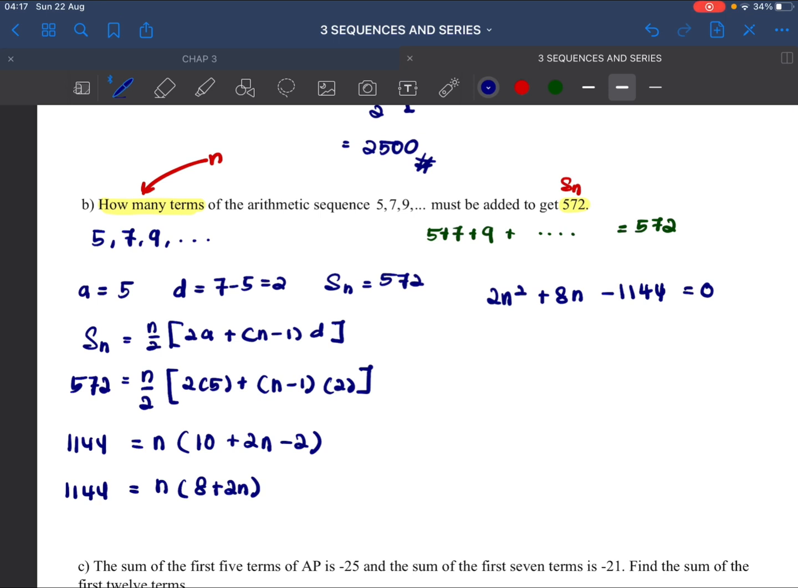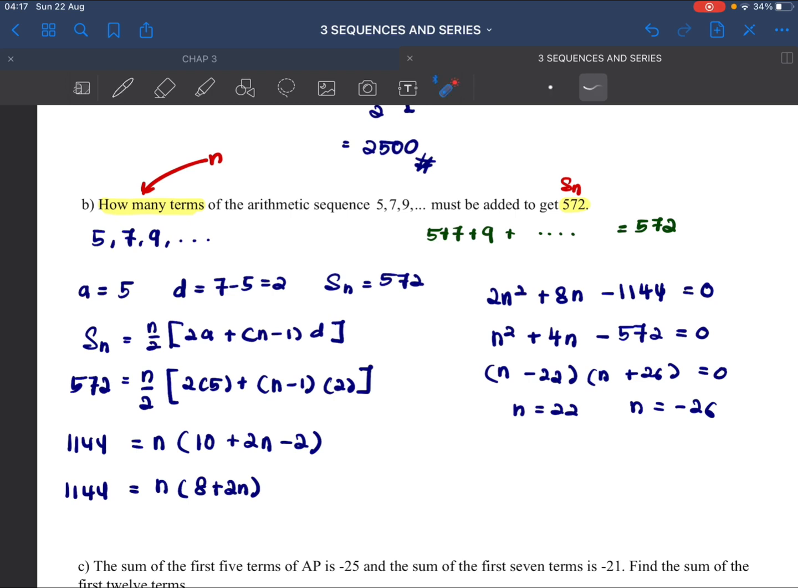So every time we see quadratic equation, we have to simplify first. As you can see, we can divide by 2. So we have n square plus 4n minus 1144 divided by 2 is 572 equals to 0. So quadratic, just factorize. We will have n minus 22, n plus 26. So n is equals to 22, n is equals to negative 26.